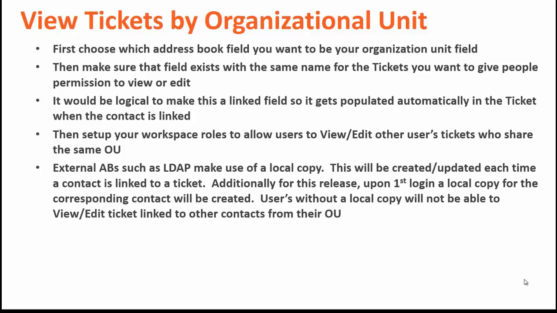The only example where someone wouldn't necessarily be able to see things is if they never logged in and they were never linked to a contact. So maybe if they got an email about something, they might not have permission to see it when you think they should. That's something to be aware of. We need to make sure there's always a local copy. All right, let's take a look at the product.